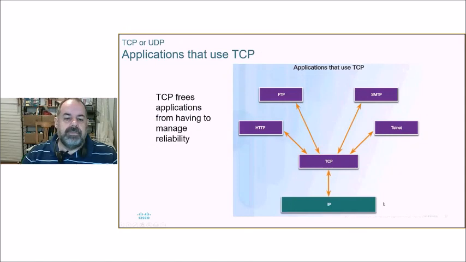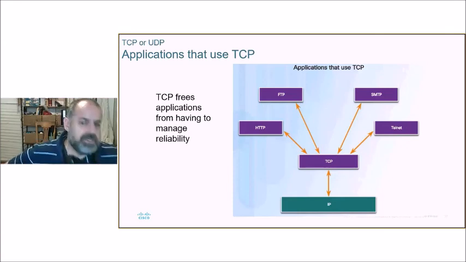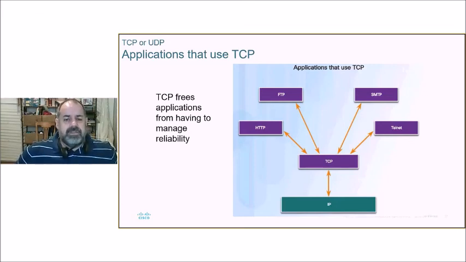Okay, so some common applications that use TCP. HTTP, web server. Yeah, we certainly want all of our web pages, so that's certainly a good reason to do that. FTP, again, not much good getting most of the file. We want all of the file. SMTP, mail. Yeah, we prefer to read all of our email and not just part of it. And Telnet, again, we want reliability for that as well.